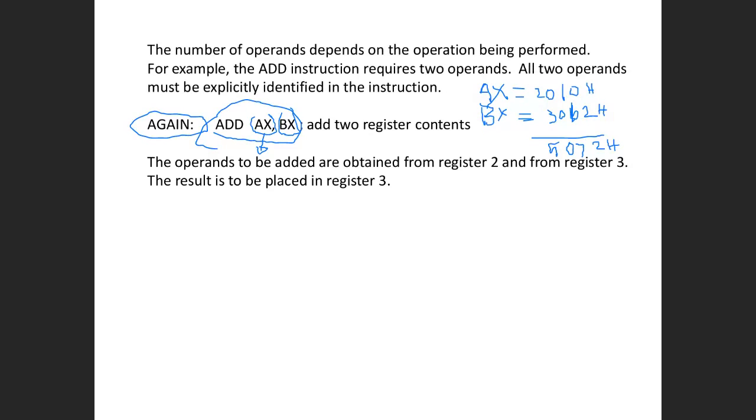Where the result will be saved? In AX. So that means AX will now change. The AX data is overwritten. The previous data was 2010, now it will be overwritten with 5072H. Is it okay? But there is no change in BX, because we do not put it in the first operand. Do you understand this one? The first is the destination operand, second is the source. Always, yes, always.